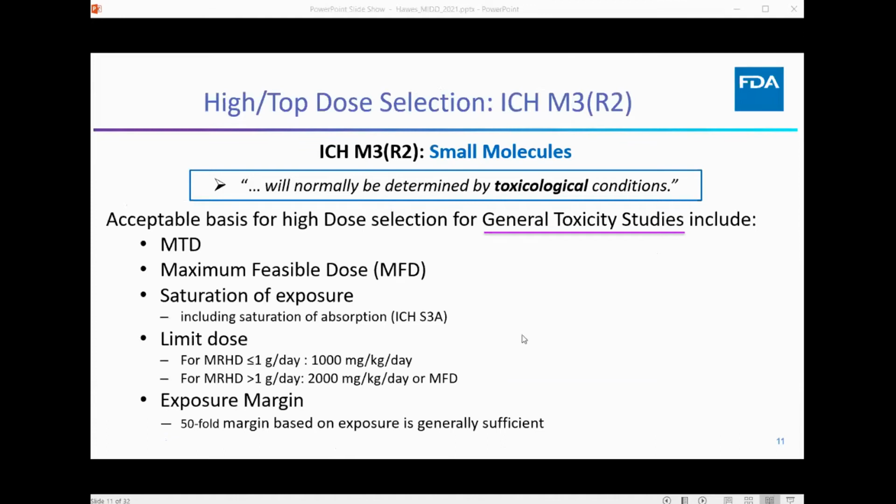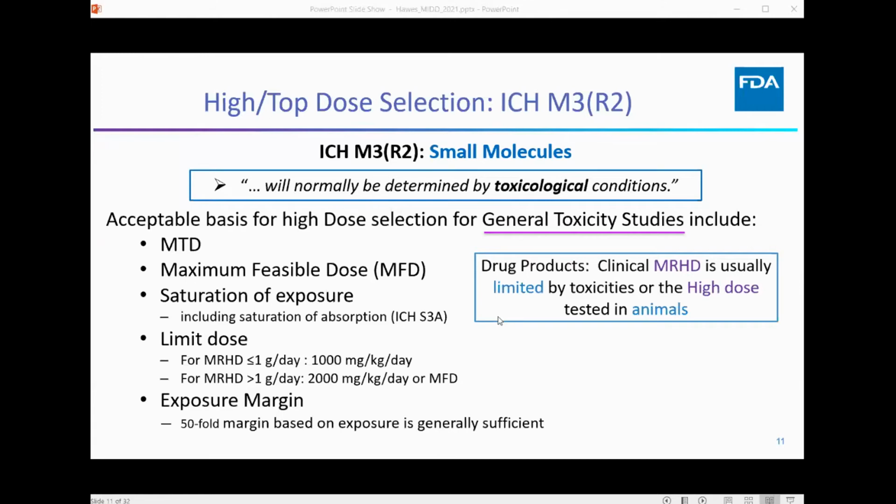Guidelines for selecting an appropriate high dose for small molecule drug products are described by ICH M3R2. And there are 5 acceptable bases for high dose selection for general toxicity bioassays. They include the MTD, maximum tolerated dose, the maximum feasible dose, MFD, saturation of exposure, which includes saturation of absorption, the limit dose, which is dependent on the magnitude of the clinical dose, and exposure margin, where a 50-fold exposure margin is generally considered to be sufficient.